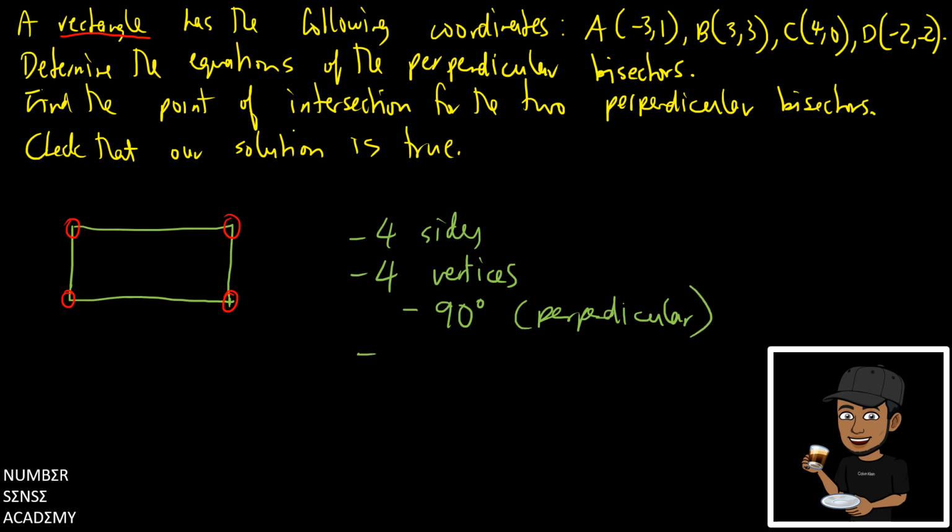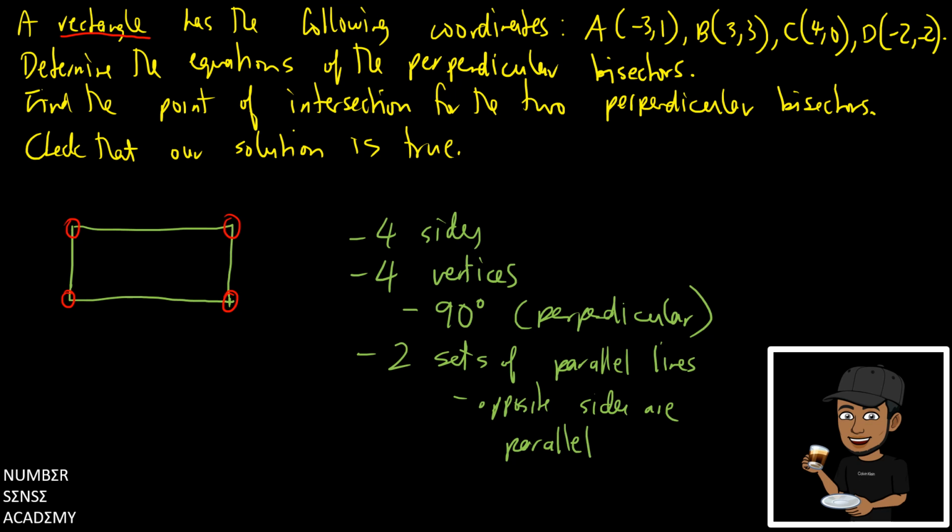Second thing, you have 2 sets of parallel lines. So the opposite sides are parallel. If you could reason this out, then this helps a lot. So we know that there's 4 sides, 2 sets of parallel lines. So this side is parallel to this side, and this side is parallel to that side.